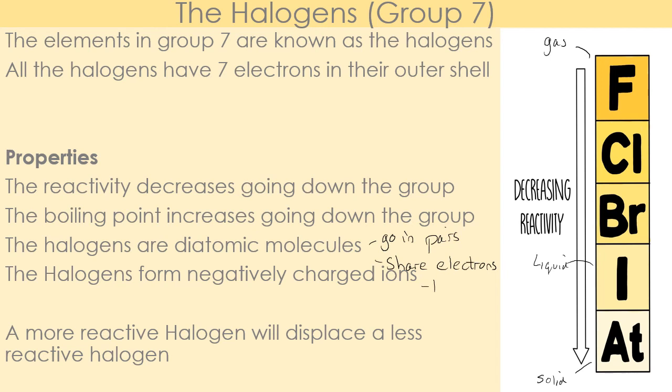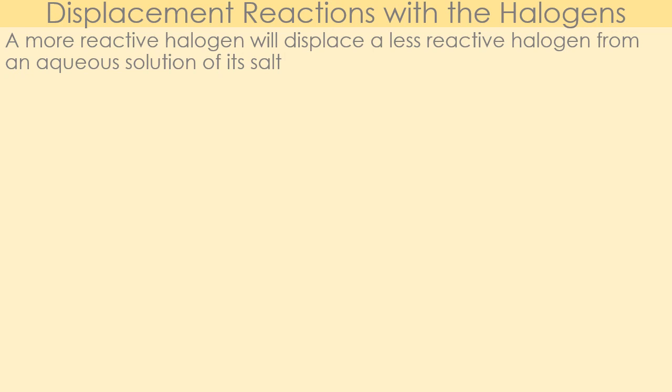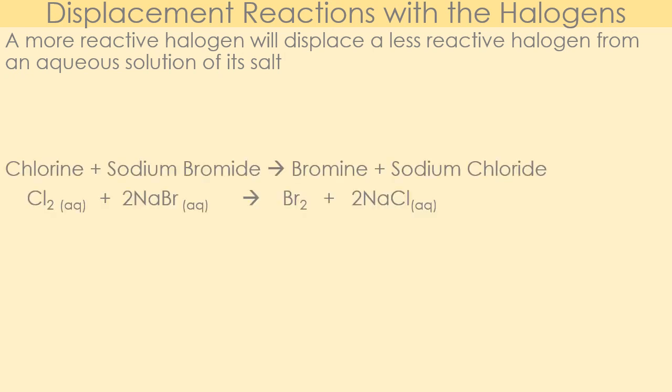Our next bit, an important thing to use for displacements: a more reactive halogen will displace a less reactive halogen. So a halogen at the top, fluorine, is more reactive than chlorine. Chlorine is more reactive than bromine, which is more reactive than iodine, which is more reactive than astatine. So that displacement reaction part, let's have a little look at it. We've got chlorine plus sodium bromide will make bromine plus sodium chloride. It's going to displace the less reactive halogen from the aqueous solution of its salt.